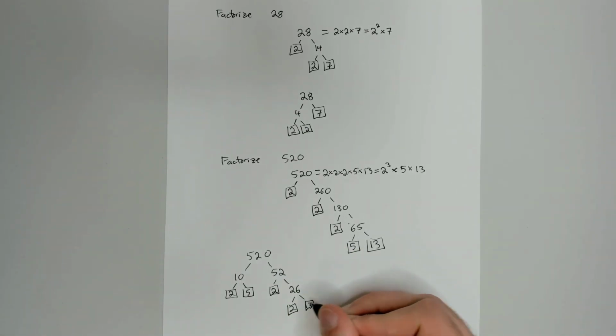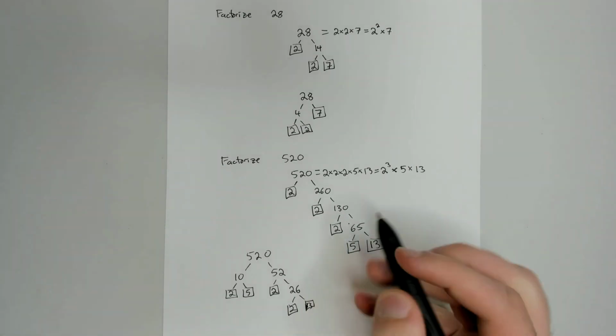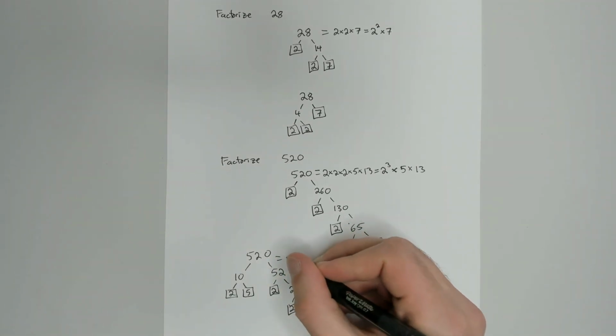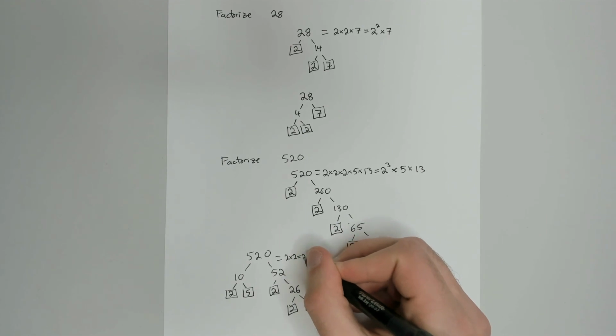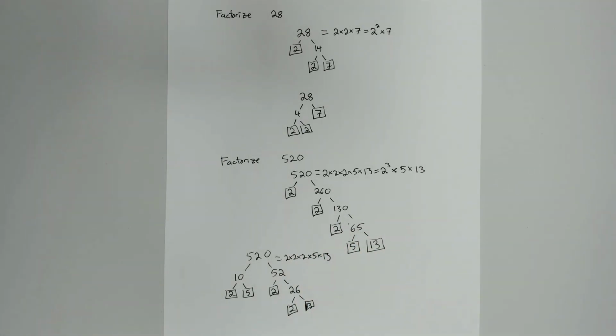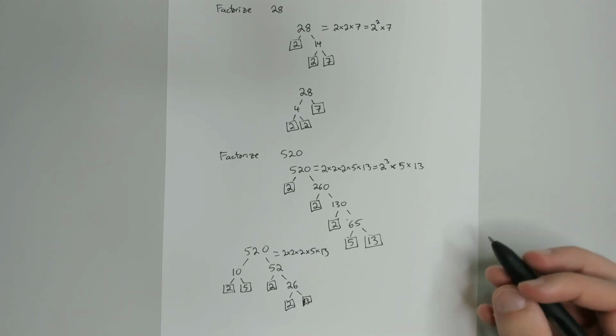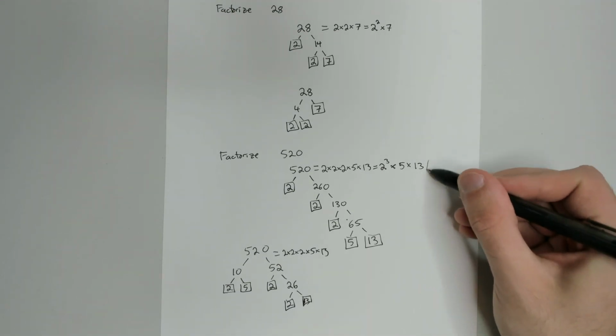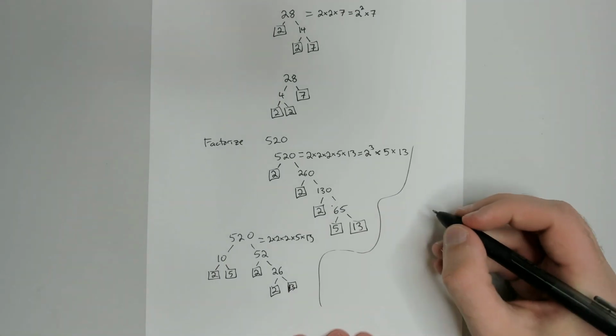And notice we get the same prime factorization as before, right? We have 3 2's, we have a 5, and we have a 13. So it didn't matter the method we actually did it. We got the exact same thing. So let's try and factorize 520 in an even different way, and we're going to see we're going to get the same thing still. So maybe do that over here.